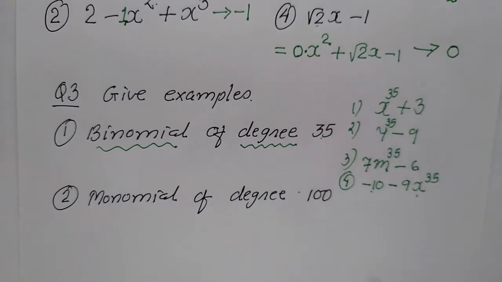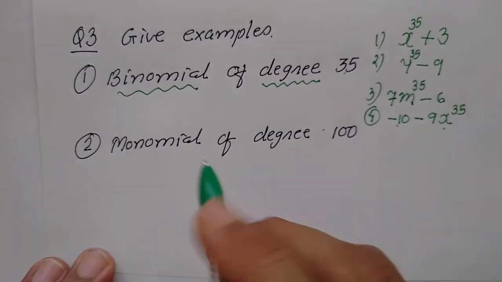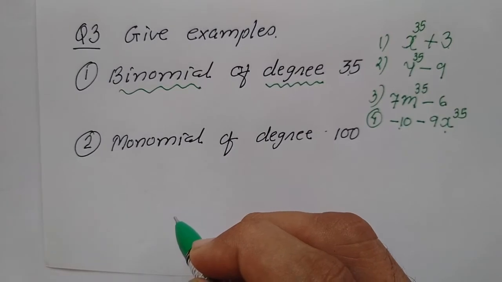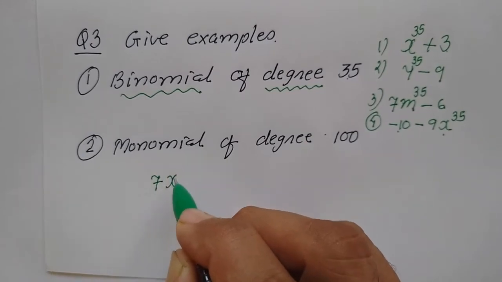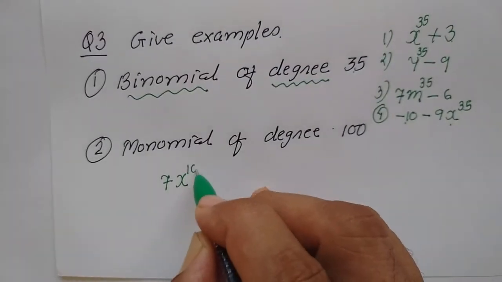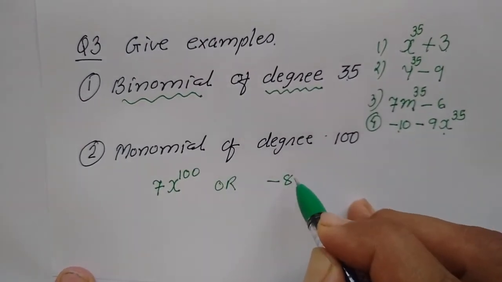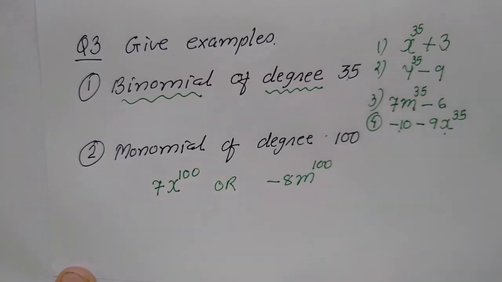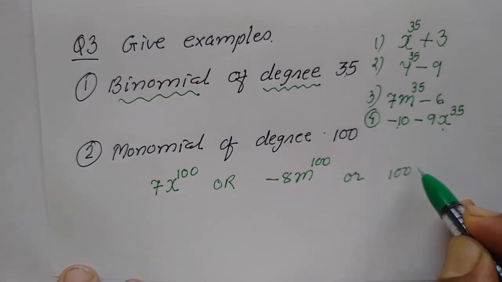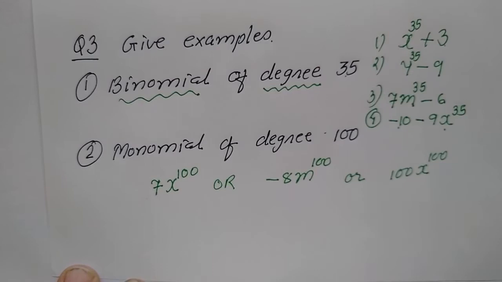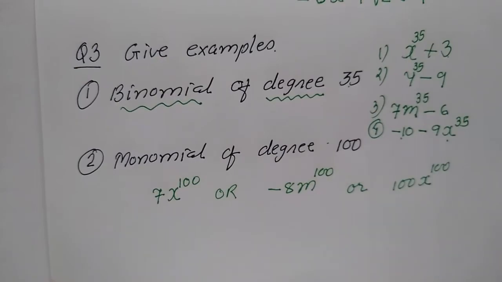Now, monomial of degree 100. Monomial means a polynomial having only one term. Suppose I write 7x raised to 100, the degree is 100. Or you can write minus 8m raised to 100, only one term should be there. Or one can write 100x raised to 100. So these are all examples of a monomial of degree 100.